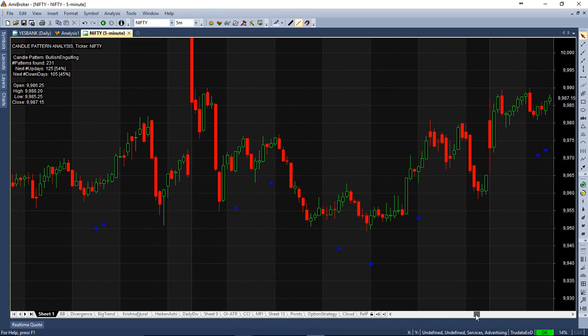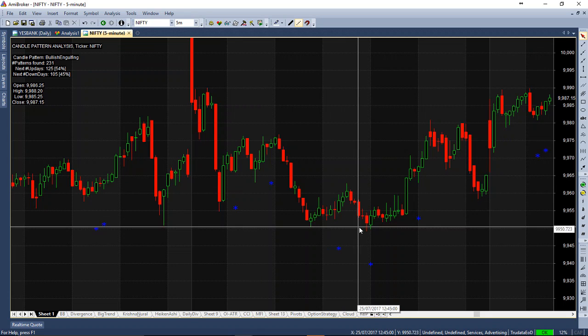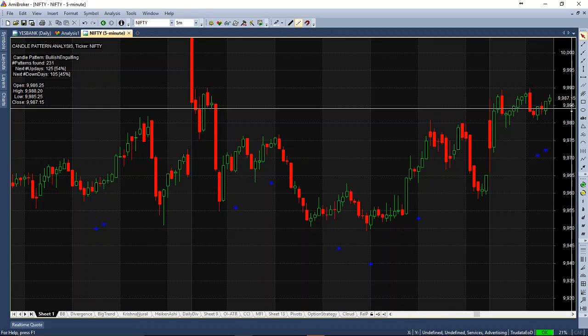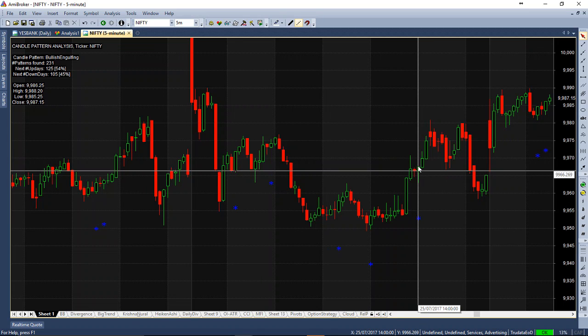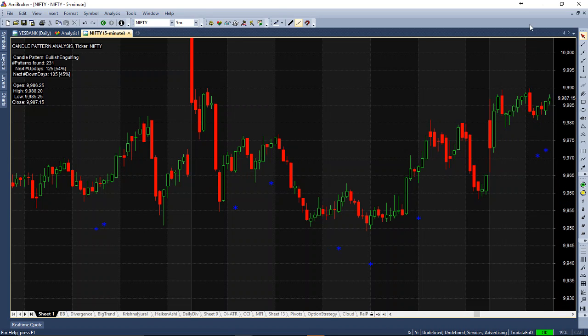I would have bet for that rally here. The downward move, engulf, and then the rally. Again, you have got a sideways move, one more sideways move, one more engulf, continuation of the rally.